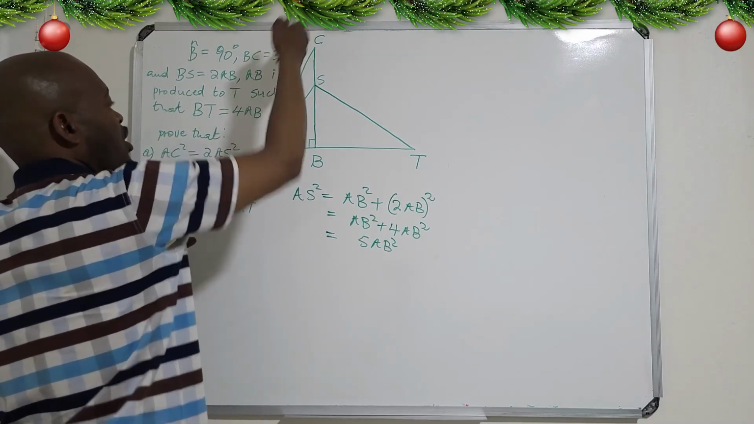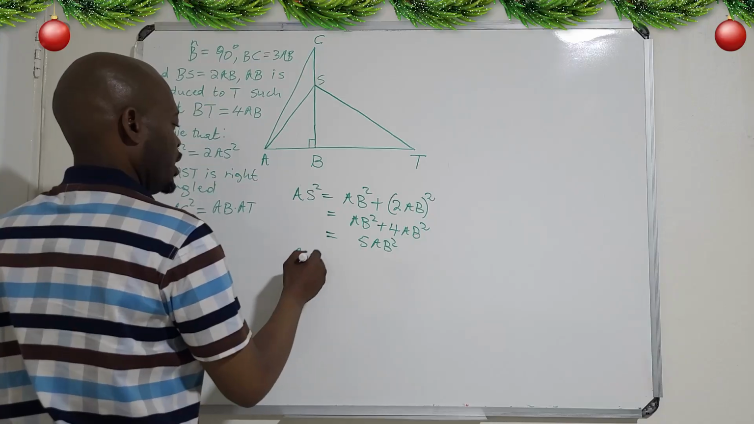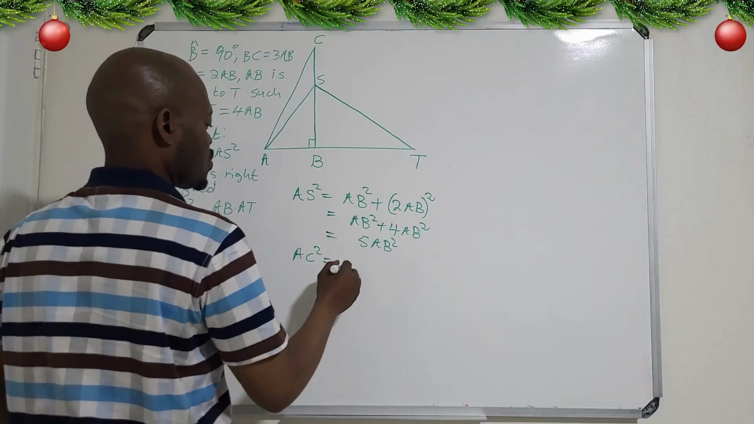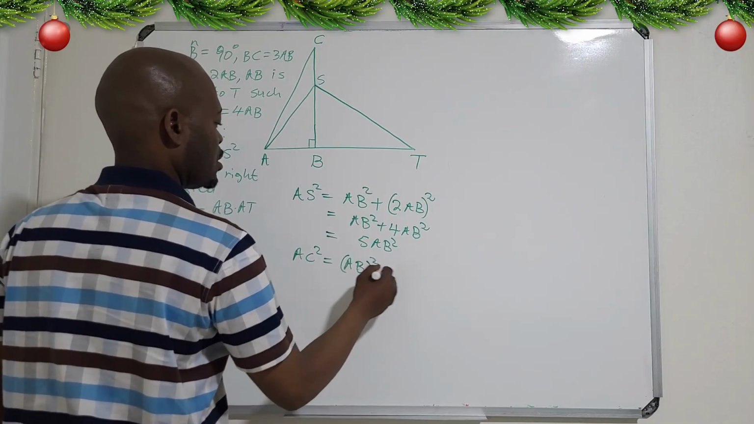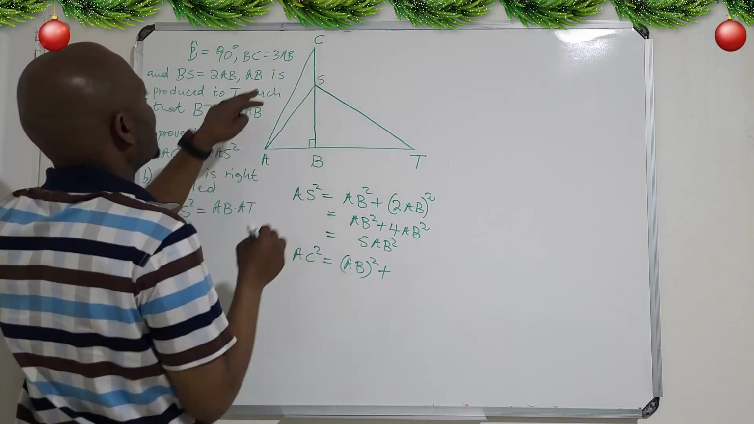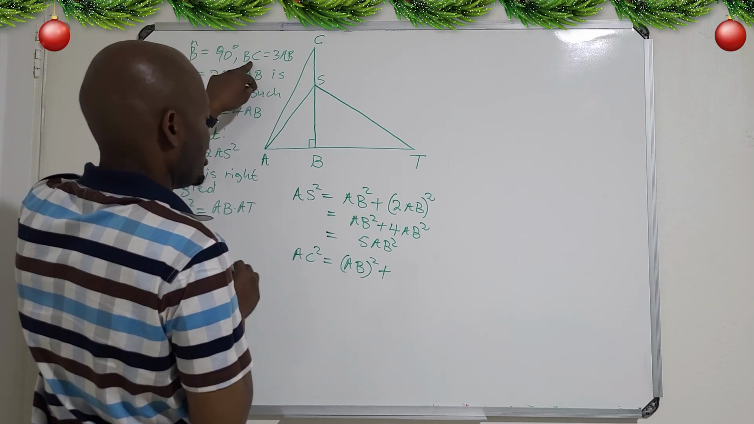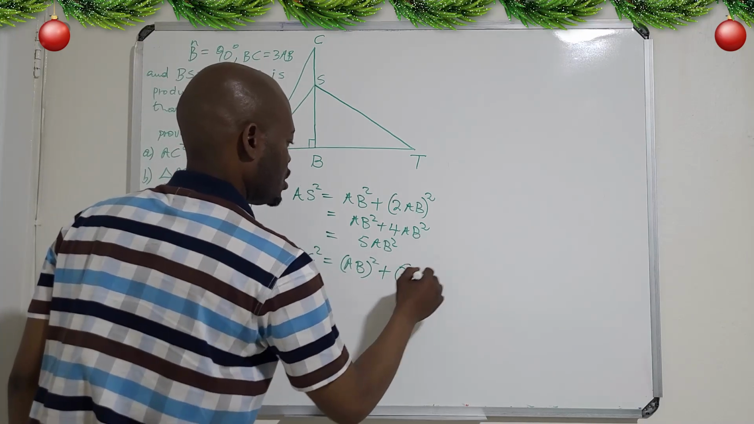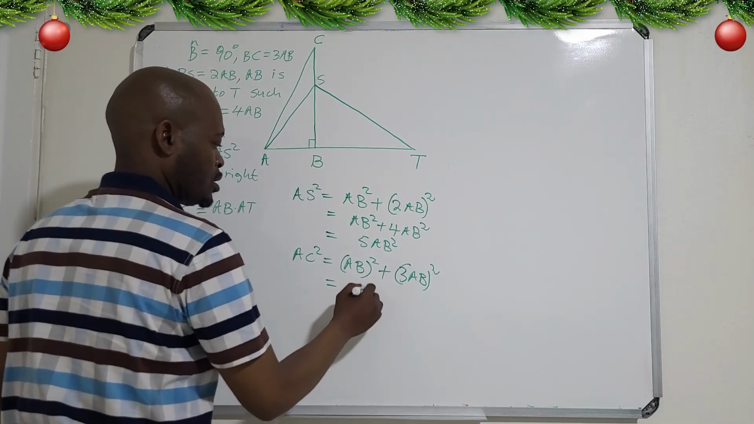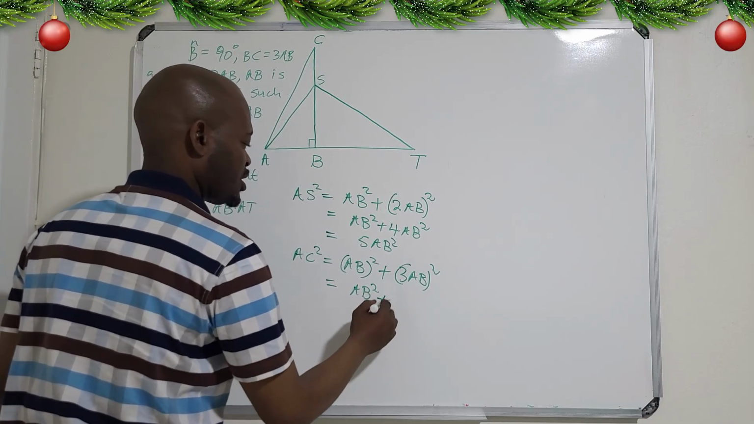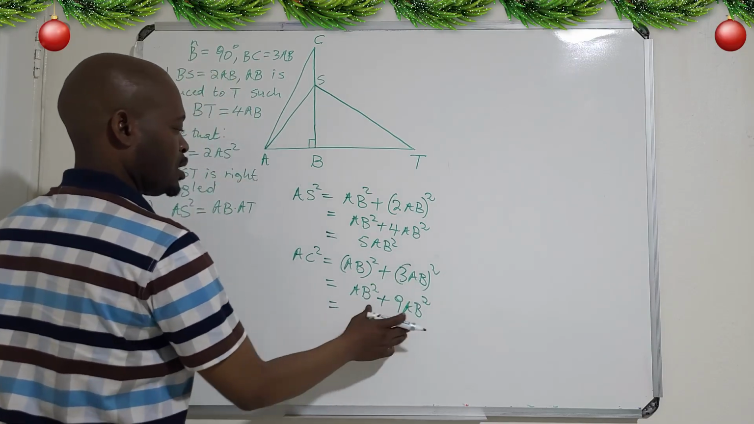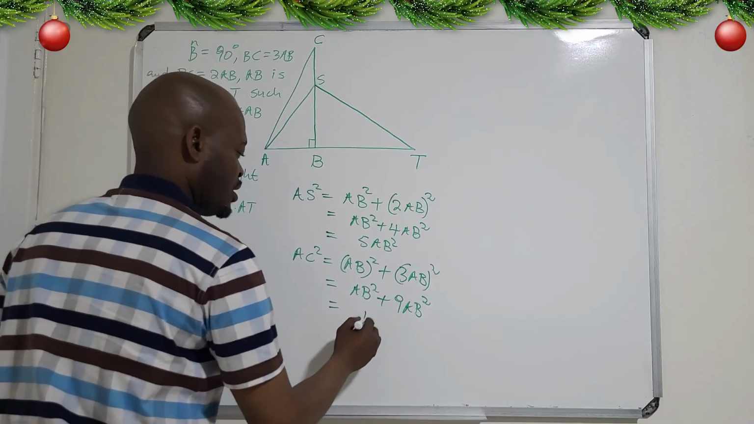Now we can find AC squared. There's your AC, which is your hypotenuse. AC squared is equal to AB squared plus BC squared, and we're given that BC is equal to 3AB, all squared. Now this becomes AB squared plus 9AB squared. These are like terms. We can add them.